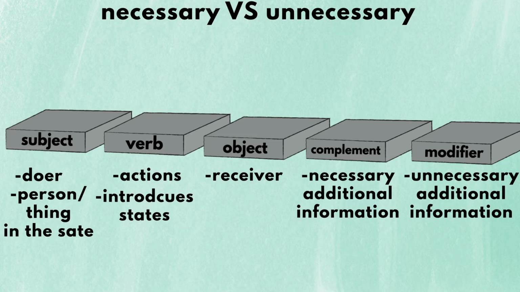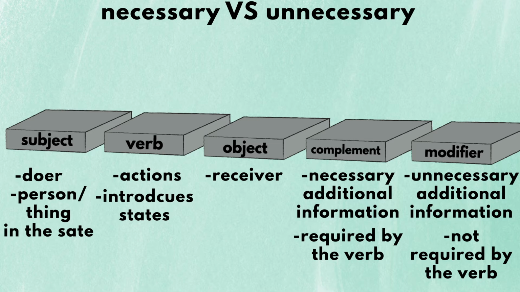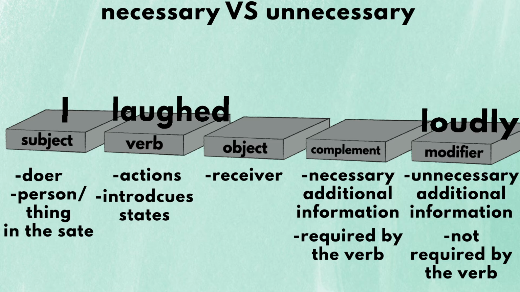What I mean by necessary and unnecessary is this. The necessary information is the information required by the nature of the verb. If you take it out, the sentence will be grammatically wrong. For instance, take the sentence I consider Jason wise. If I take out the word wise, the sentence is grammatically wrong because the verb consider requires additional information by nature. On the other hand, unnecessary information is the information that is not required by the nature of the verb. The sentence will still be correct even if I take it out. For instance, in the sentence I laughed loudly, the word loudly is a modifier because even if you take it out, the sentence will still make sense, as in I laughed.